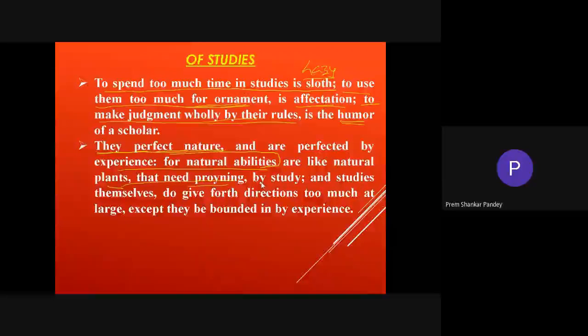So like that, "studies themselves do give forth directions too much at large, except they be bounded in by experience." So it is only possible to shape our knowledge by pruning. In study also, we are cutting the excess things, the things which are not required in us, or we can say the fallacies in us, the wrongdoings in us. All these things are cut. They are all pruned by the studies.